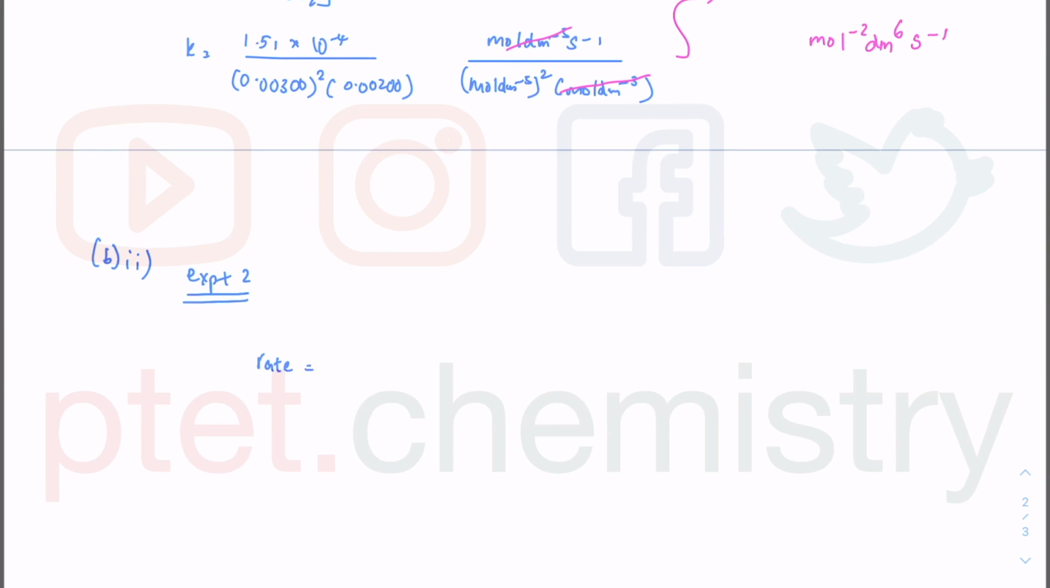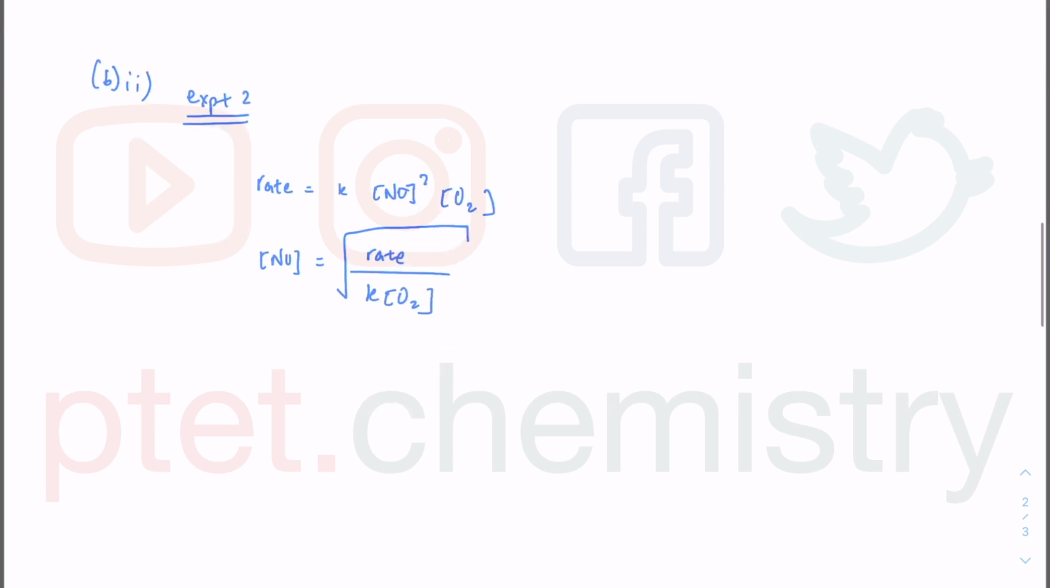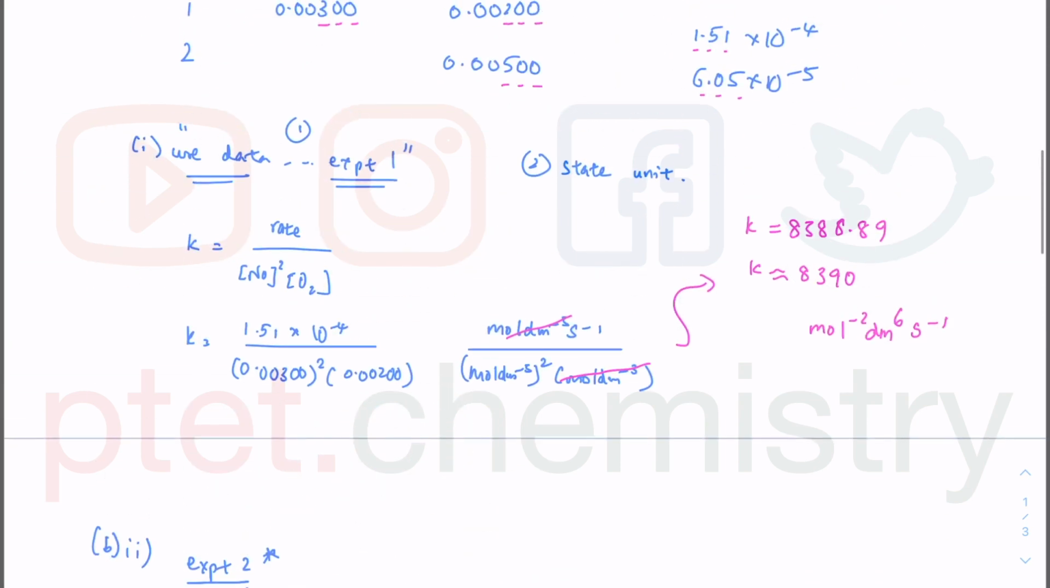So remember, rate is equal to k [NO] squared [O2]. You don't want to be wasting too much time on this kind of question. Really, it should be straightforward. If I just rearrange my equation first, then rate over k and [O2], and if you're able to do one step faster, you will see that when you remove the square, it will become square root on the other side, and you want the data for experiment 2. So what I could do is I could just plug in my rate for experiment 2, which is 6.05 times 10 to the minus 5, divided by the rate constant which I got in the previous question.